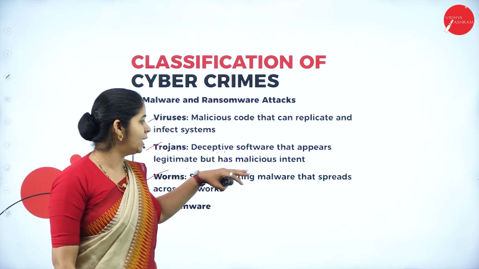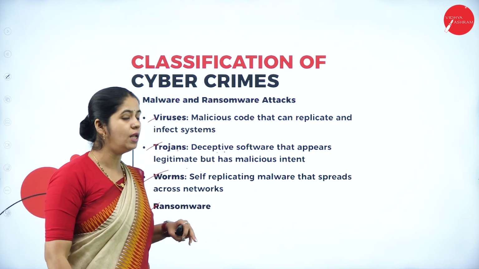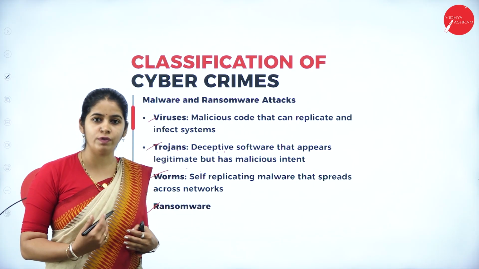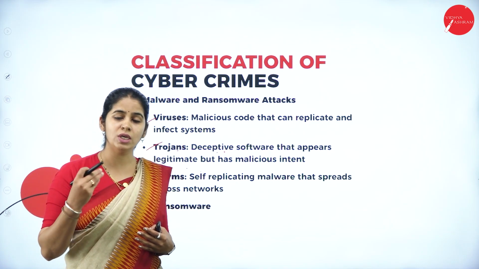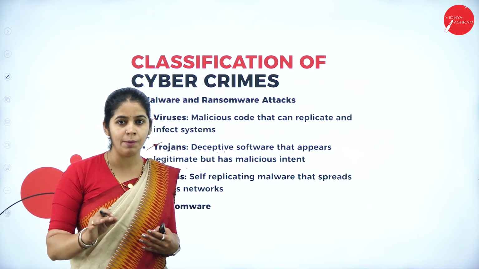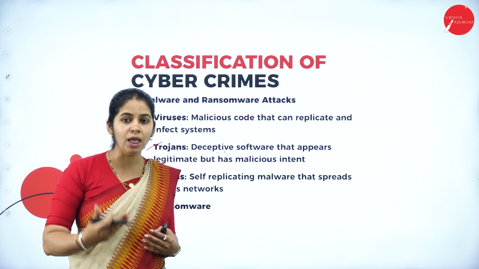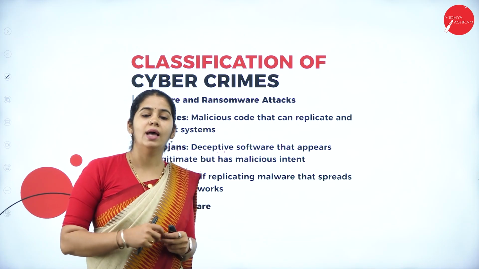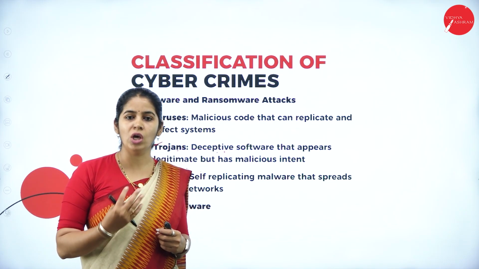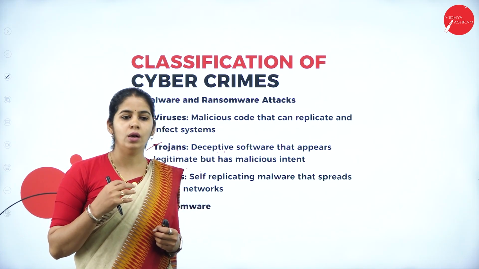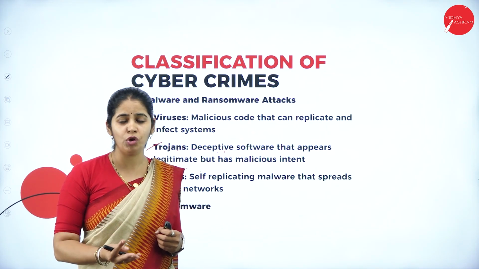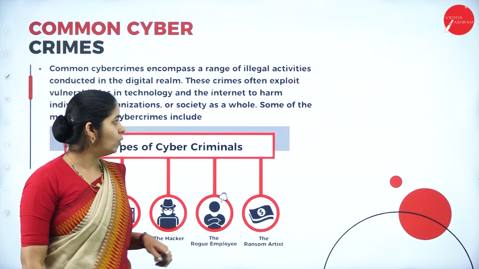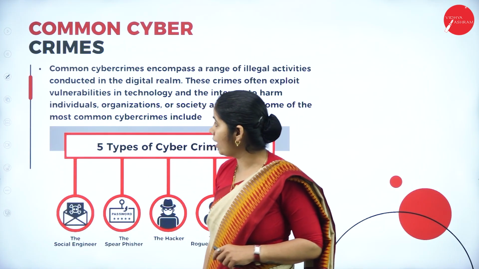Worms are self-replicating malware that spreads across the network. Worms are nothing but self-replicating software. Even if you delete that software, you are not able to delete it completely. It keeps on repeating itself. That is called worms. And ransomware is software that is used to lock your screen or lock your data or encrypt your data. Those types of software are called ransomware. Okay, these are all malware and ransomware attacks.